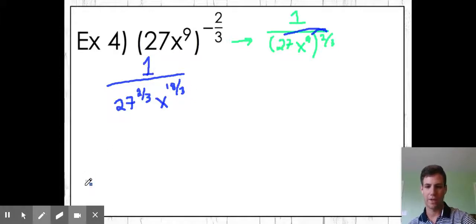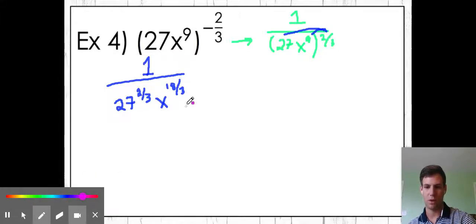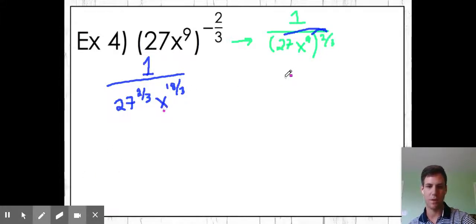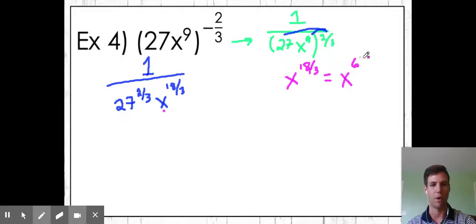So let's look at the x part. If I wanted to look at this x part first over by itself, I have x to the 18/3. 18 divided by 3 is equal to 6. So I know that x to the 6th would be the variable part of this that's going to go in this fraction when we're done.